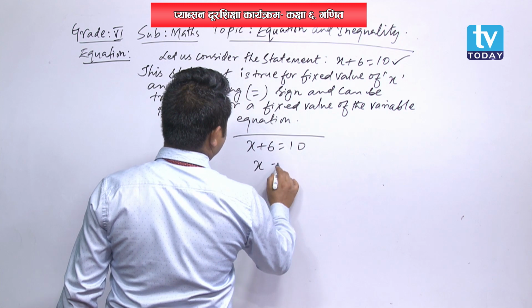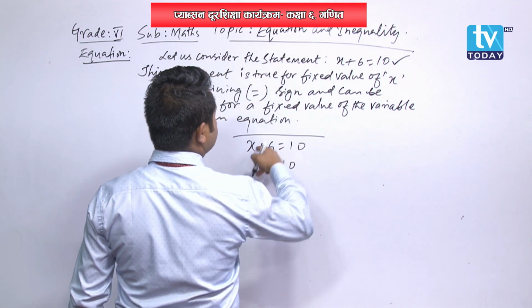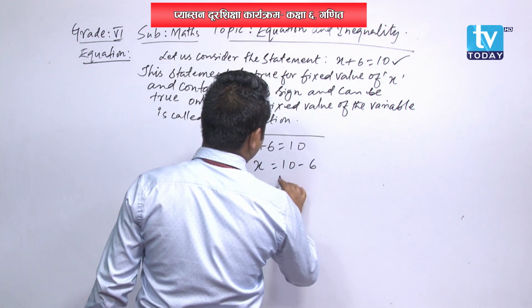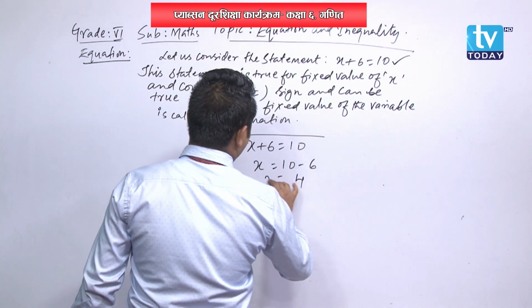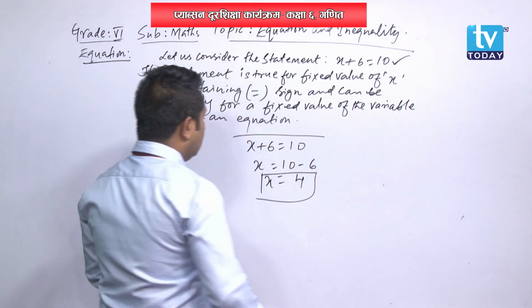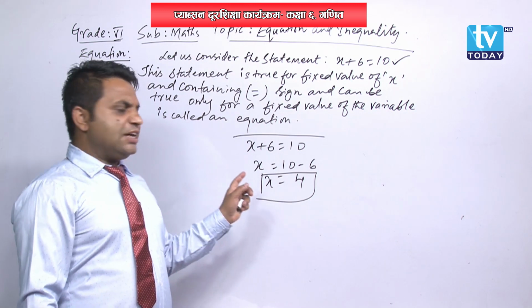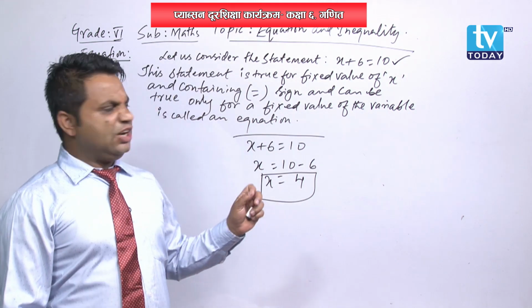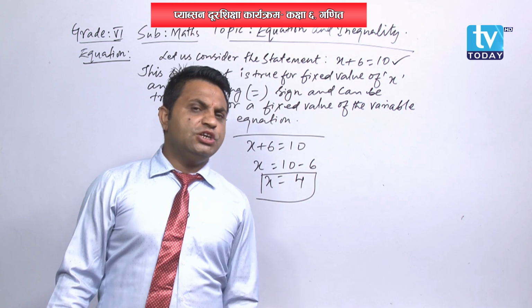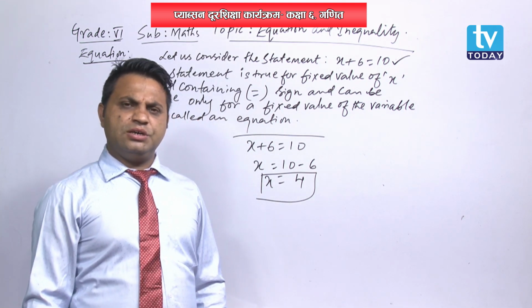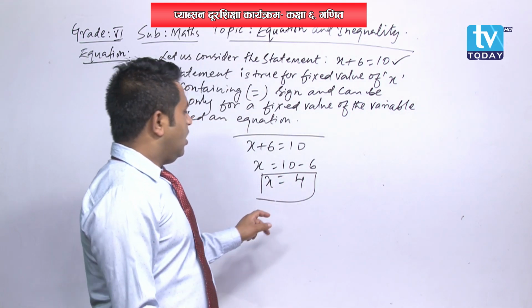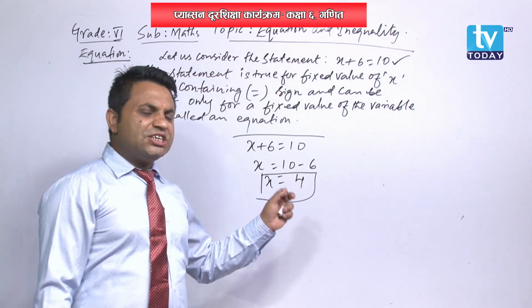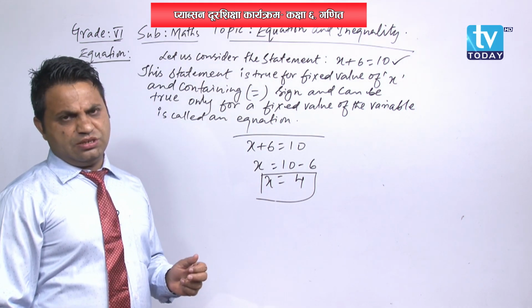In this way also you can solve this. x plus 6 equals 10. There is a plus, so if you take this to the right hand side, 10 minus 6 is 4. Therefore, in this equation, the value of x must be 4. Then only this statement will be true. Are you getting me? Otherwise, other values do not satisfy this equation. All right.